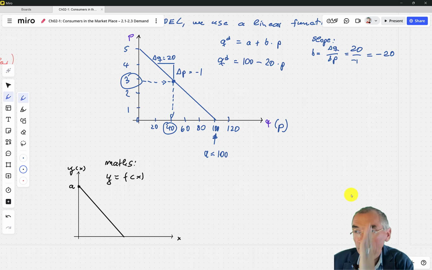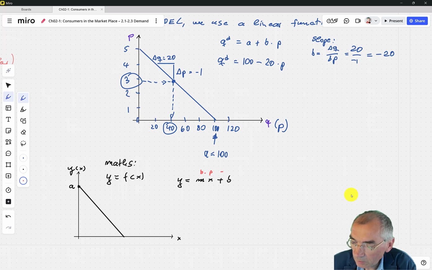A on the vertical axis, and that's where the function would start, and you had the same rise over the run, the same slope triangle. Also in math, you might write this down as y is mx plus b, which is just another way of writing this, but it's also confusing because in our class here, we don't say mx plus b, but we use b times p plus a, and we put the a to the front, a plus b times x.